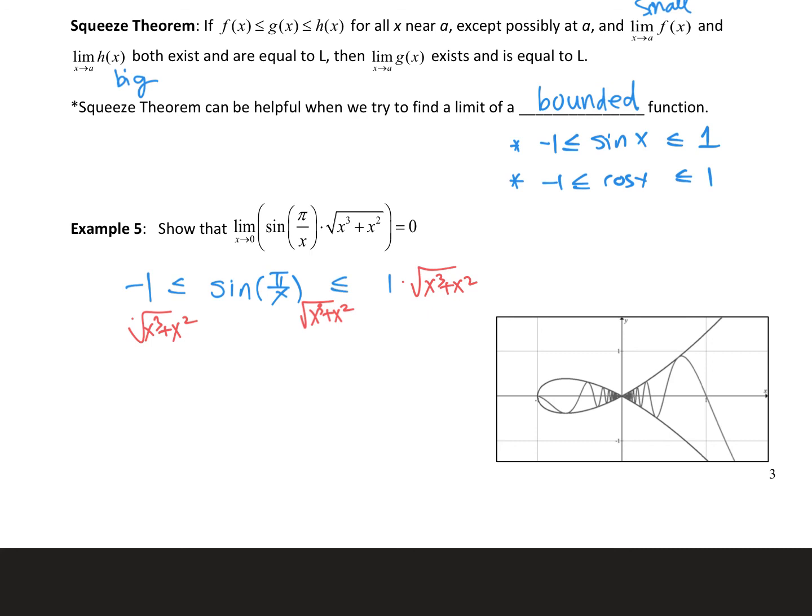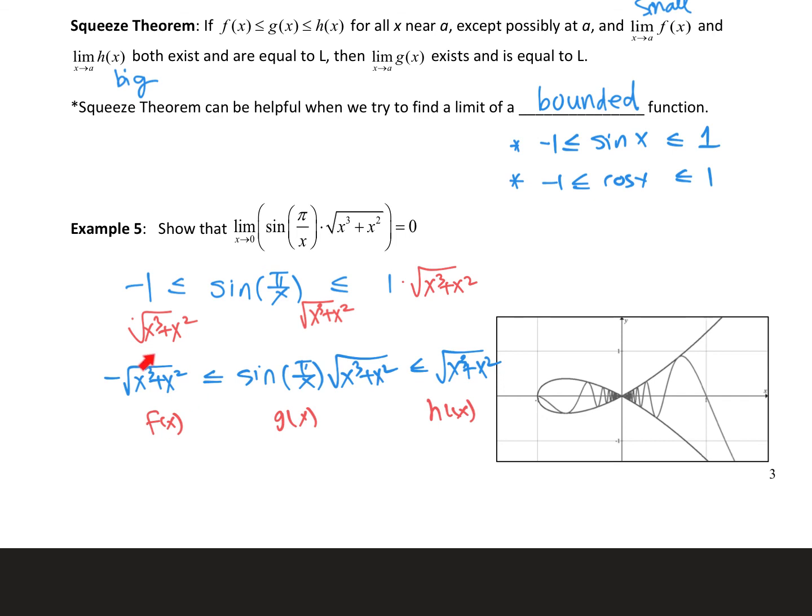So if that's the case, then I get negative radical of x cubed plus x squared is less than or equal to sine of pi over x times radical x cubed plus x squared, which is less than or equal to radical x cubed plus x squared. The first one is going to be my f of x. The second one is going to be my g of x. The third one is going to be my h of x. So this function is always smaller than this function, which is always smaller than that function. So g is the middle function that we have.